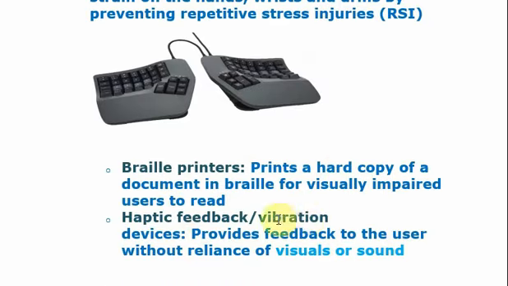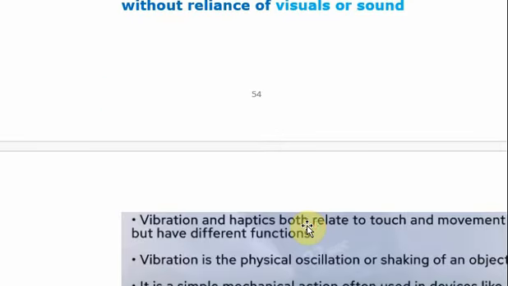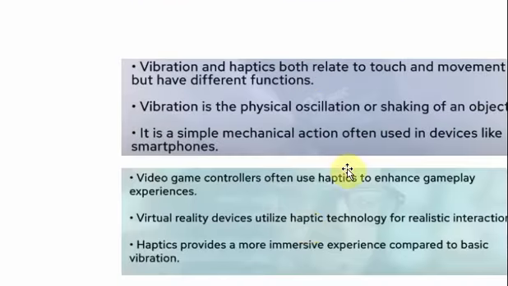Haptic feedback, vibration. Haptic feedback is also a kind of vibration, but it's a special kind of vibration, not only for disabled people. When we are playing high-end games, haptic feedback will be used. But one thing: normal vibration is used with disabled people, even without visual and sound. Using the vibration, they can get the output.